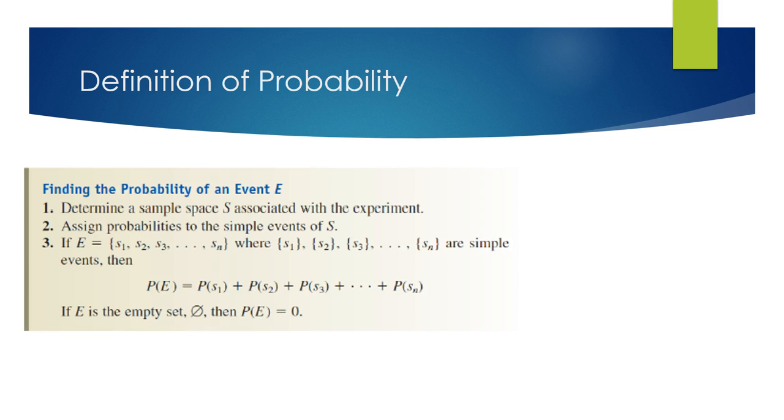Finding the probability of an event. So what we want to do first when we find a probability is determine a sample space for the experiment. Some of that is going to use the counting techniques we learned in the previous chapter, so keep those in mind as you go through this. We want to assign probabilities to the simple events of S. Do you have to do it for every possible event?